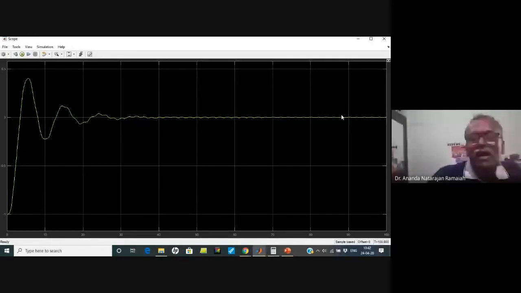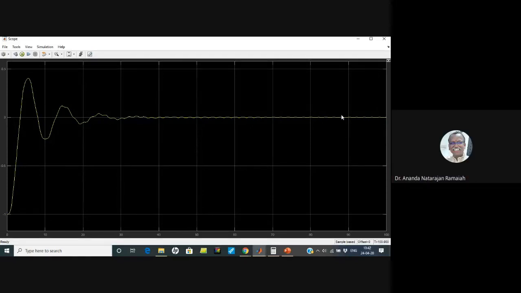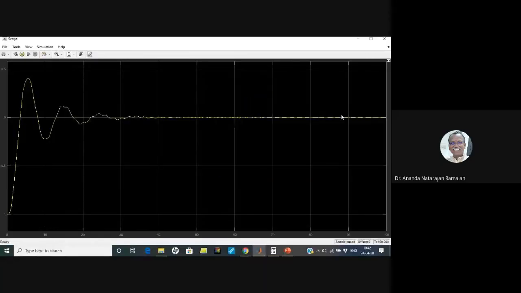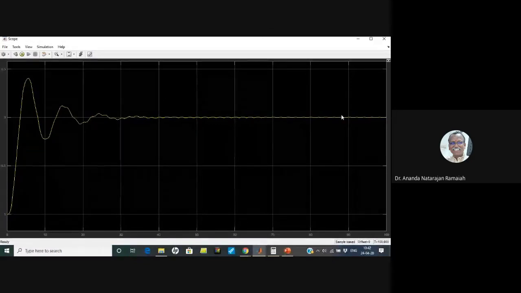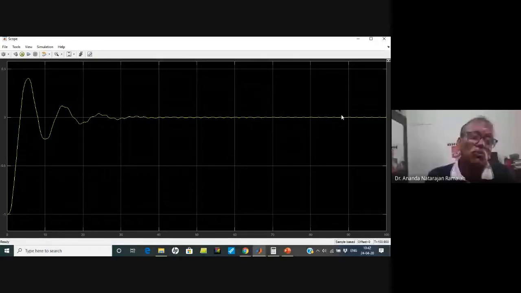This is practice, because we cannot get the exact mathematical model of the process. We will get an approximate model only. That's why there will be a large overshoot. If you design Dahlin for this, there won't be this much overshoot because we are specifying the response like first order with dead time.